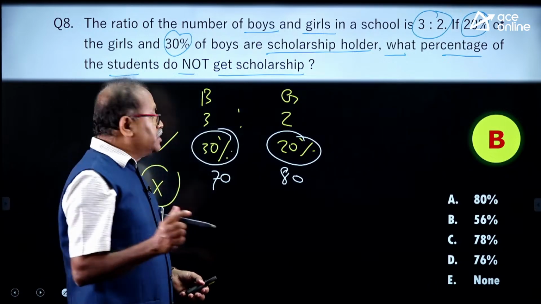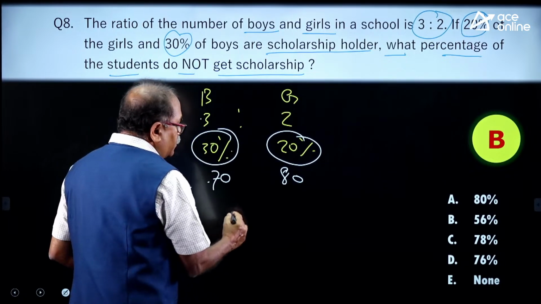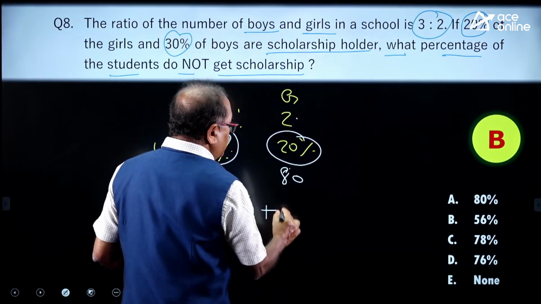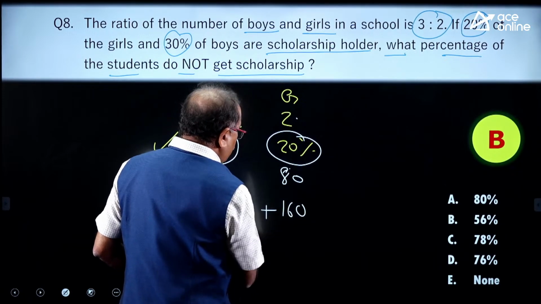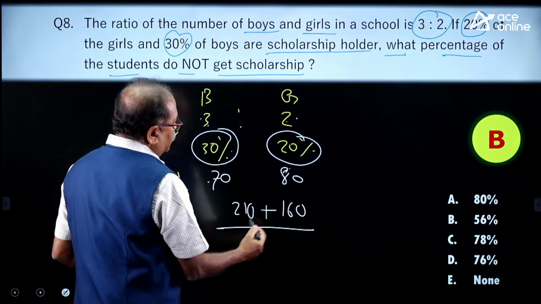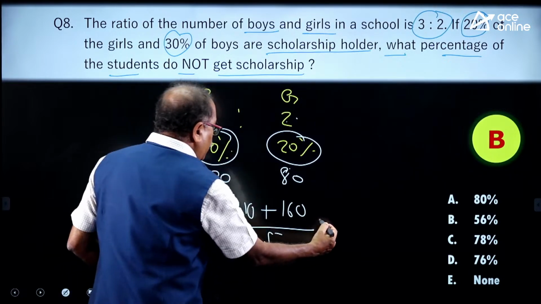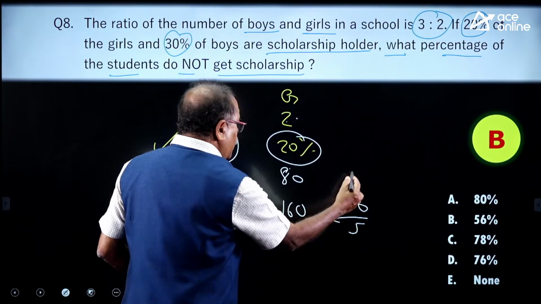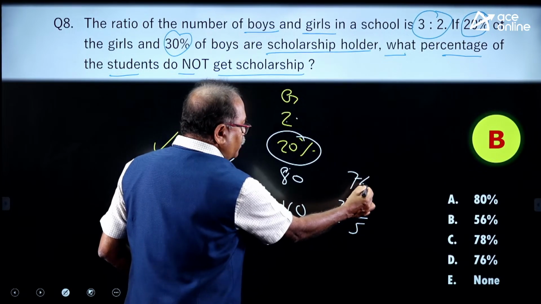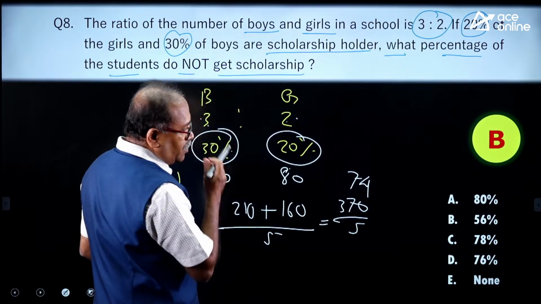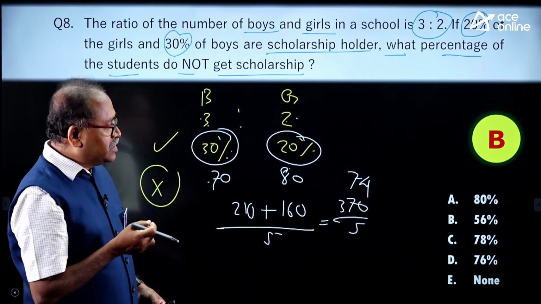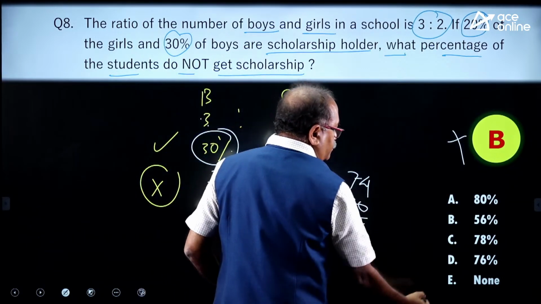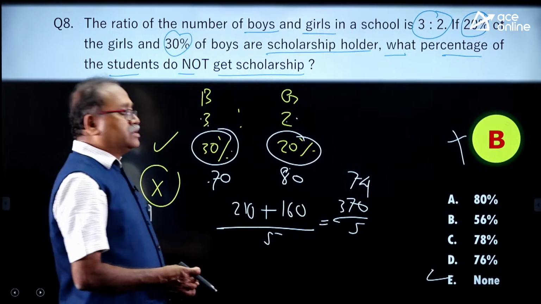So apply the weighted average method: 7 3s are 21, 210, and plus 8 2s are 16, 160, divided by 2 plus 3, that is 5. I get 370 divided by 5, and 5 7s are 35, 5 4s are 20. So 74%. I don't have 74%, none of this. So it's not option B, it's none of these.